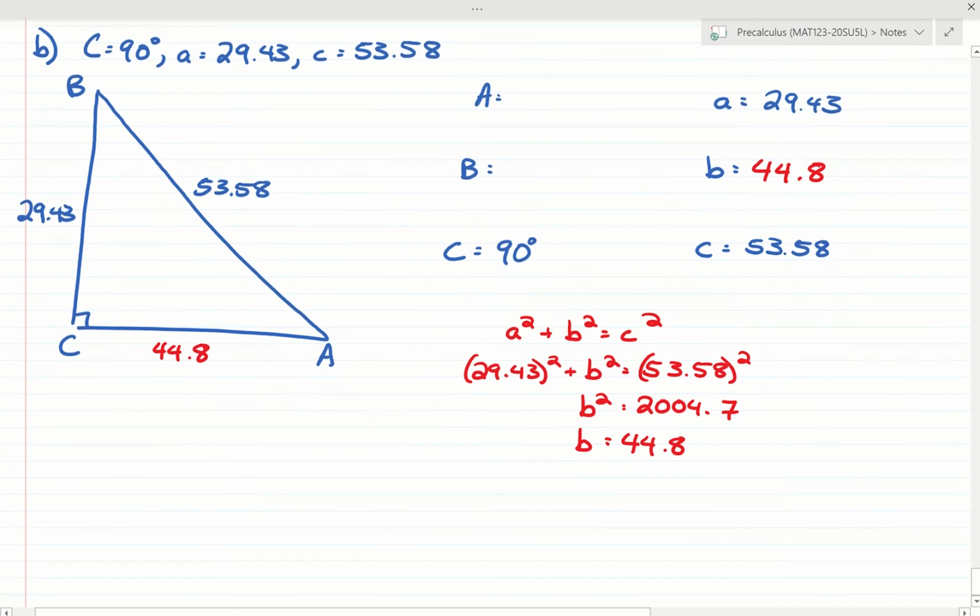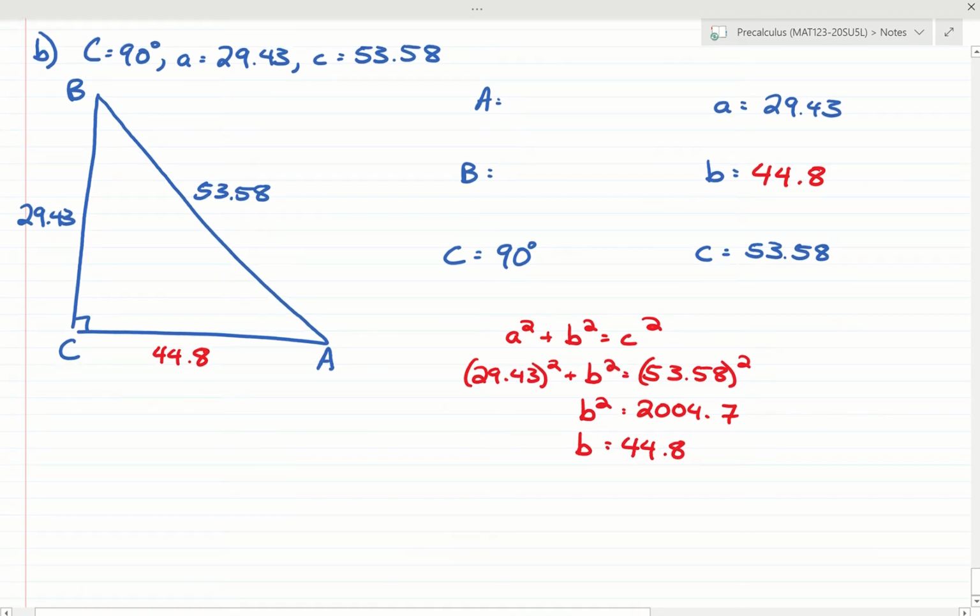All right, so now we have to figure out an angle. If we just get one angle, we could subtract them from 180 and get the other one. So I'm not going to use 44.8 because that's a rounded number. I want to try to use this side and this side. So we could either use angle A or we could use angle B. If we use angle A, what trig function has the opposite side and the hypotenuse? Sine.